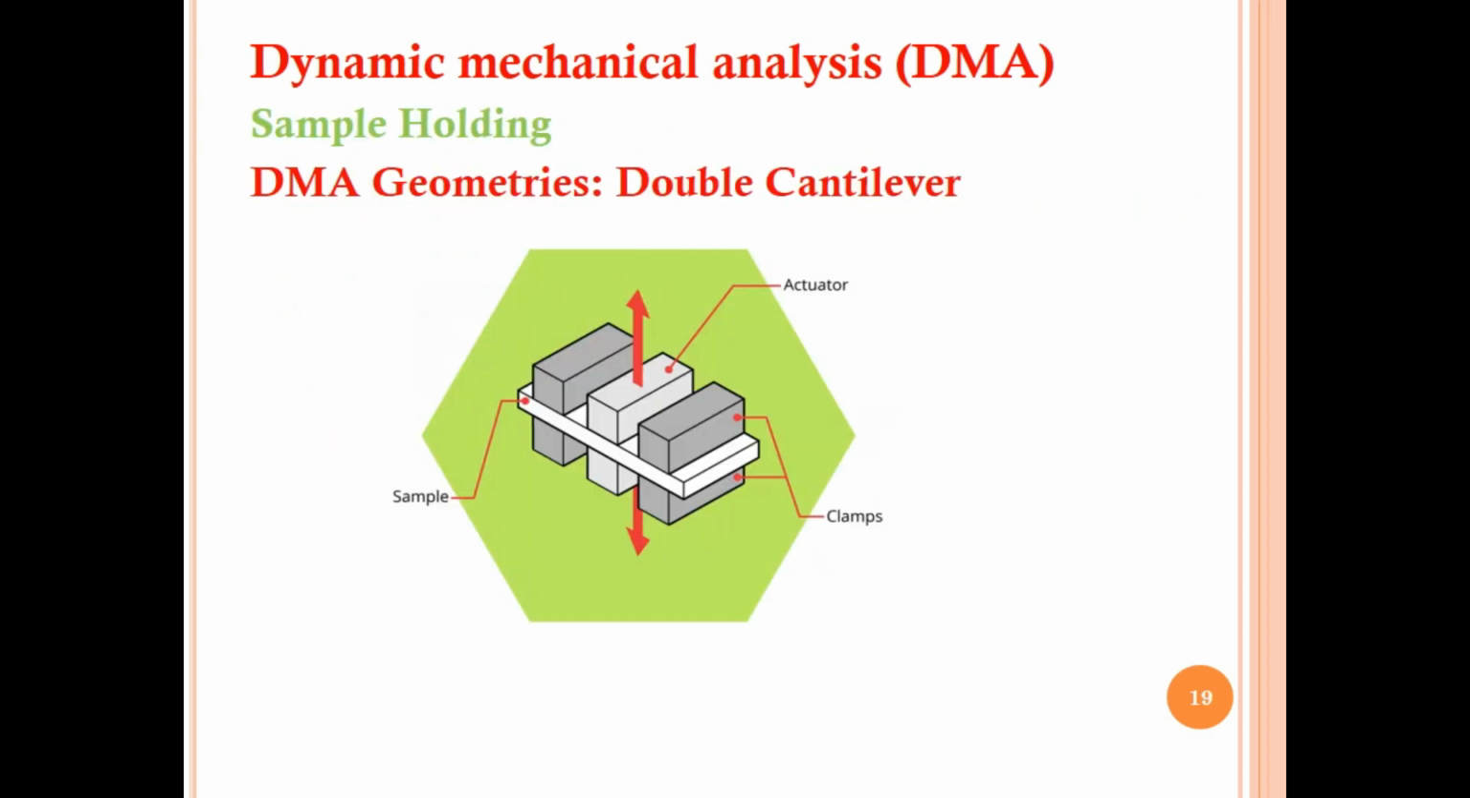Now, different types of sample holders are used in DMA analysis. These are called DMA geometries. Among the DMA geometries is the double cantilever. In the double cantilever, you can see from the picture, there is an actuator, clamps and the sample. The sample is placed between the actuator and the clamps, which hold the sample. That is called the double cantilever.